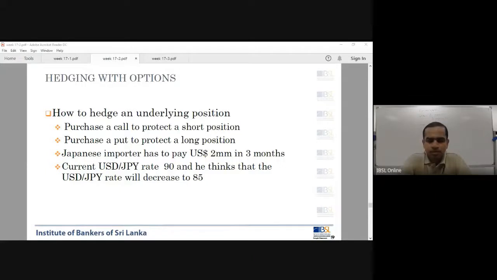Give a complete answer. You need to say you need to buy a call option on dollar yen, at a strike price of 100. Long call option on dollar yen at a strike price of 100. That is what you need to say.